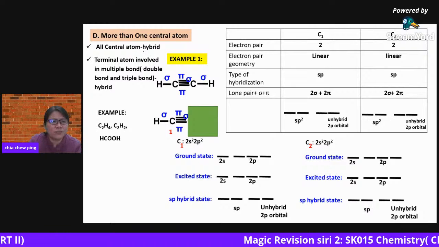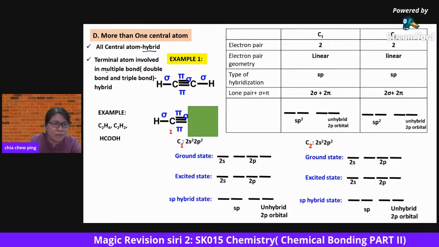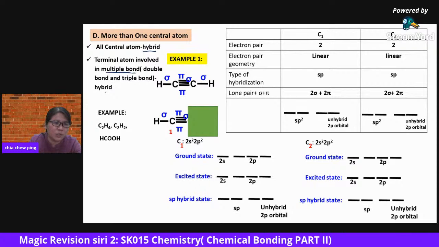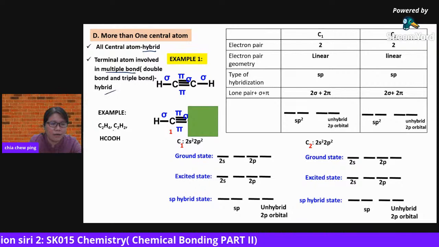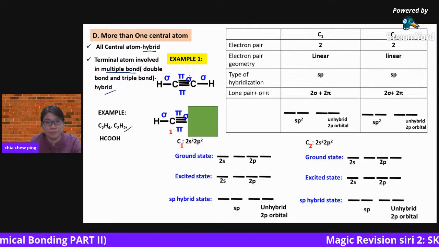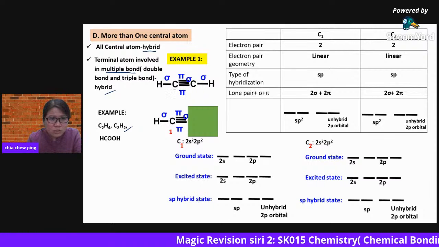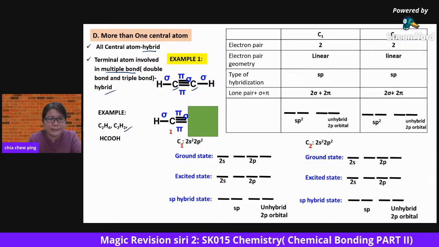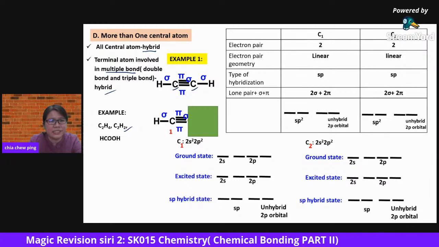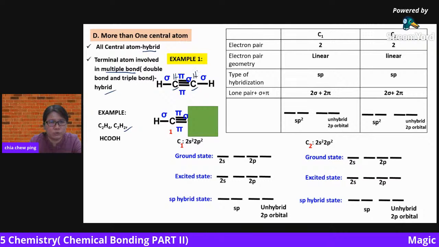So for more than one central atom, all central atoms are hybridized. Terminal atoms involved in a multiple bond, like a double bond or triple bond, are also hybridized. Today I'll show you the example of C2H2, which has a triple bond. Now we look at the analysis. This has two central atoms, meaning that one central atom is hybridized, and the other central atom is hybridized also.